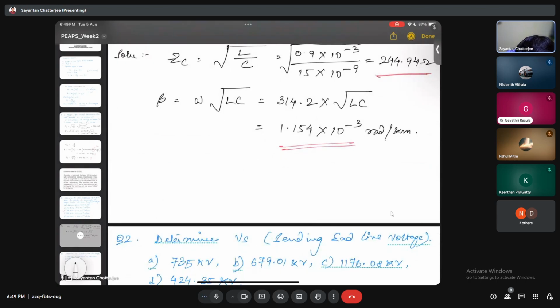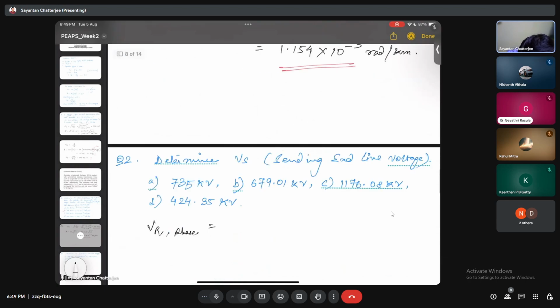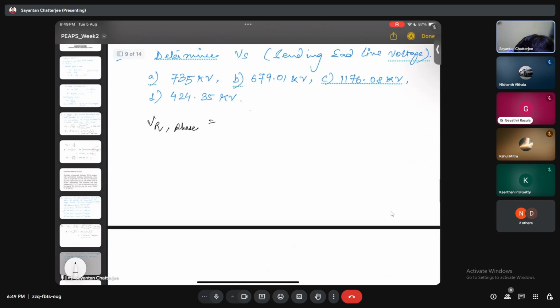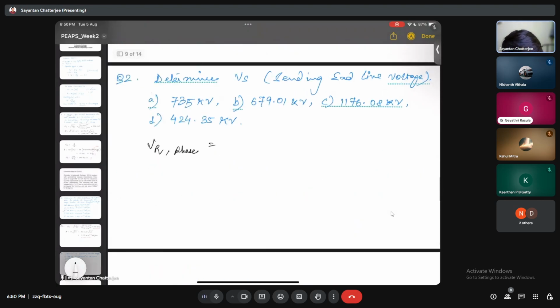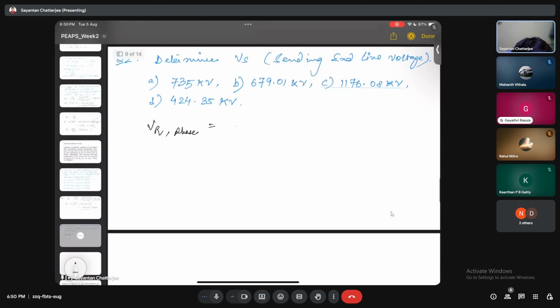This 735 kV is the receiving end voltage. When nothing is mentioned, consider it to be a line voltage. So this 735 kV is line voltage, so convert it to phase voltage. VR phase is 735 by root 3.